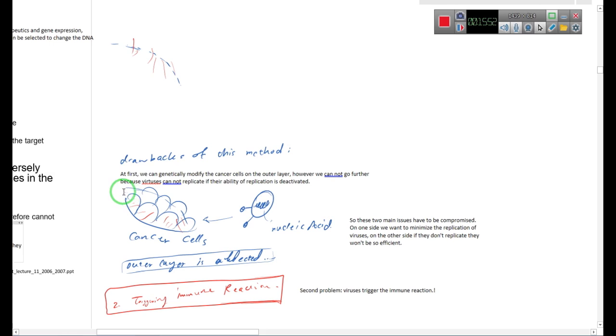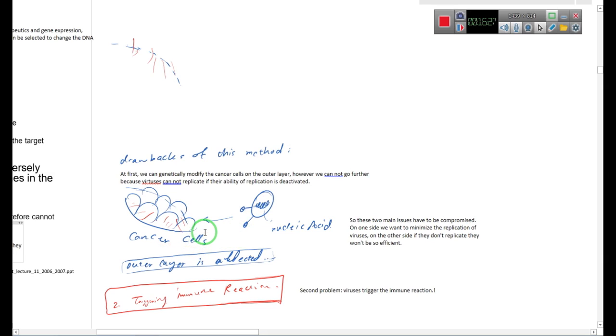If we do this, only the cancer cells on the outer shell can be treated by the genetic codes that the viruses introduce inside the cells. And the other cells, which are in the inner shell, are not going to be treated. Well, this decreases the efficiency of the viruses.